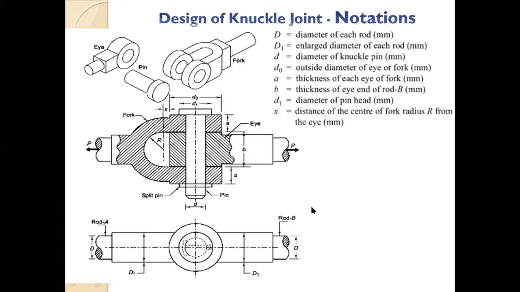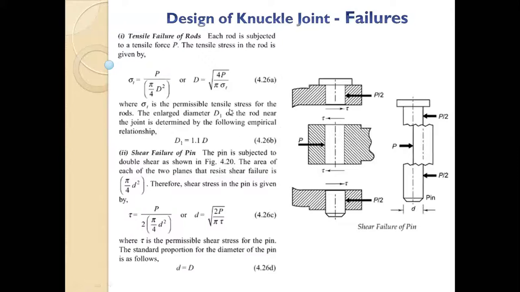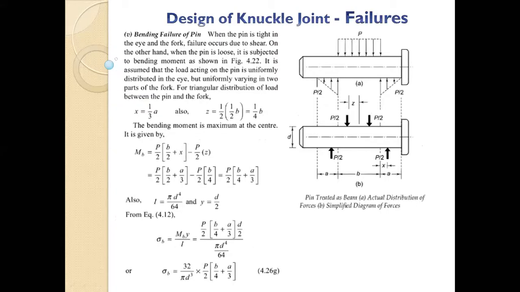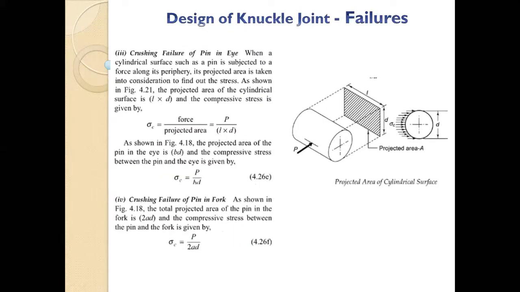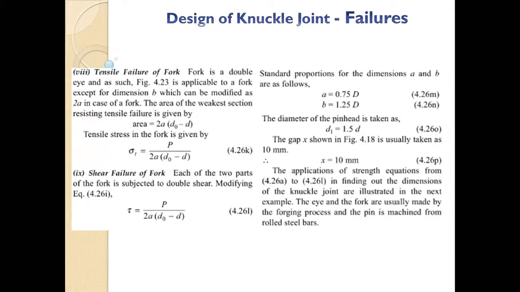Now we have gone through the different kinds of failures in the last lecture. The rod will undergo tensile failure. The pin will undergo three failures: bending, crushing, and shear. If it is a loose fit, it will undergo bending; if it is tight, it will undergo shear or crushing. Then the eye and fork will undergo three different kinds of failure: tensile, shear, and crushing. So now, how will we do the design?